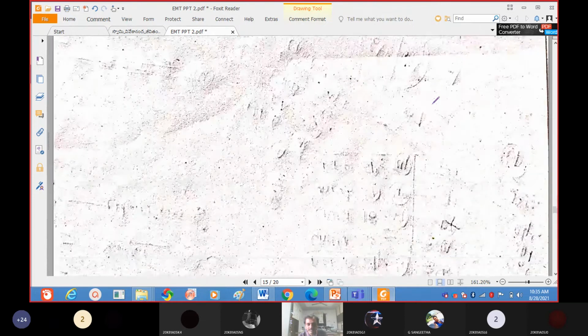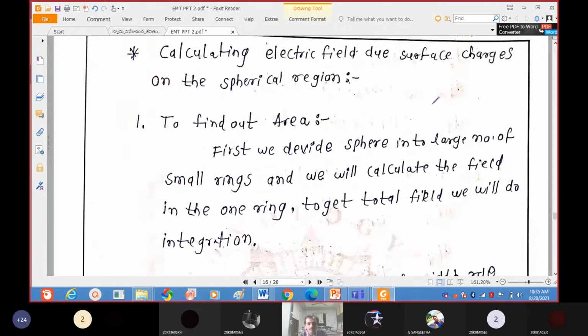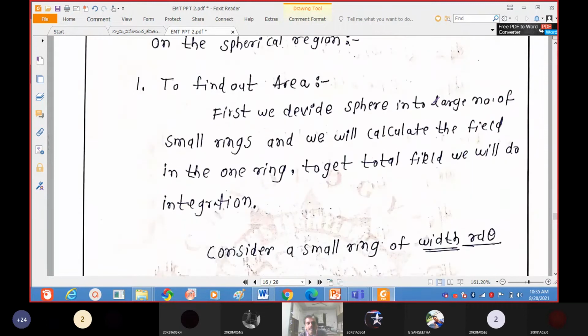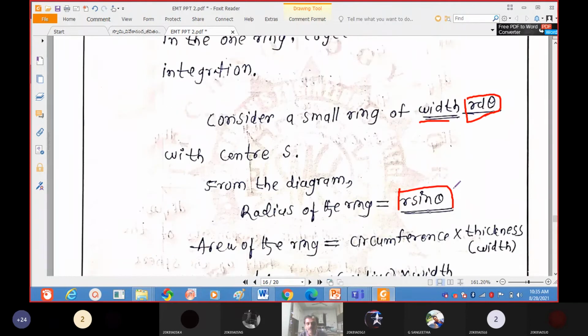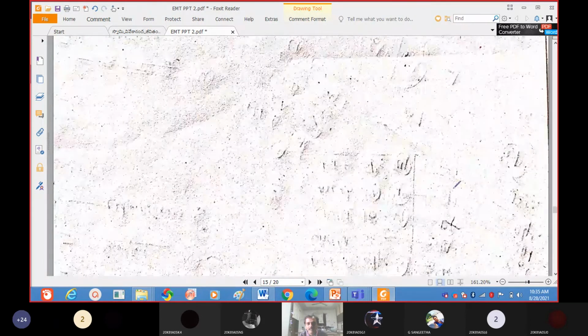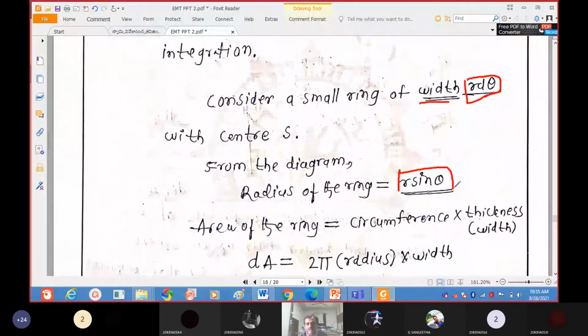Now we will discuss that electric field here. First of all, we will calculate the area of the ring. From the diagram, we can calculate the radius of the ring: radius of the ring is equal to r sine theta, and the width of the ring is equal to r d theta. I said how to calculate the radius of the ring: by using the right angle triangle here.